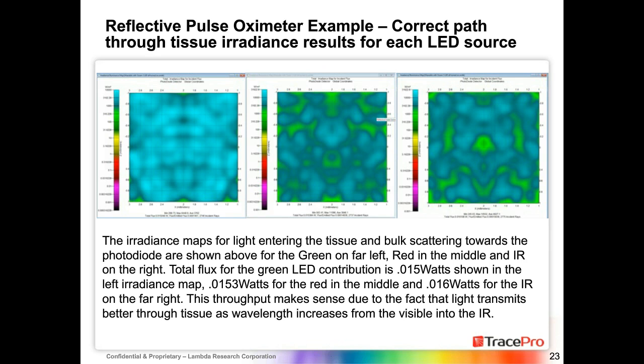So as we see in TracePro from this simulation, the contribution from the green LEDs is about 0.015 watts for a 1 watt emitter. It's 0.0153 watts for a red emitter, which is shown in the middle irradiance map there. And finally, on the right-hand side is the IR contribution that pumps up to about 0.016. So as we see, TracePro is doing the simulation. It's showing us exactly what's happening in real life. As light goes from green into the infrared, we get more transmission and more power to our detector, our photodiode in this case.